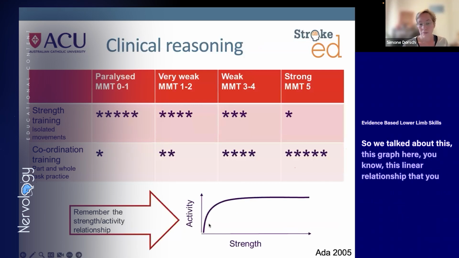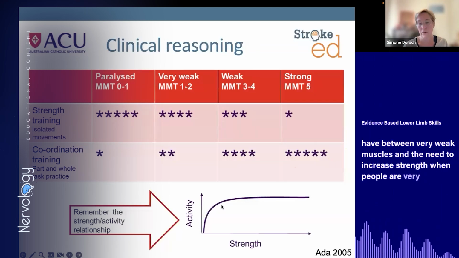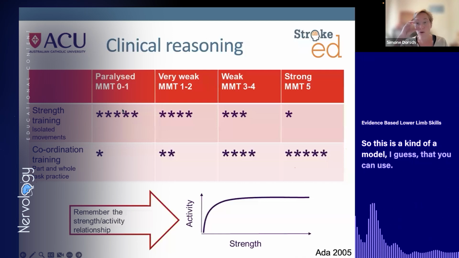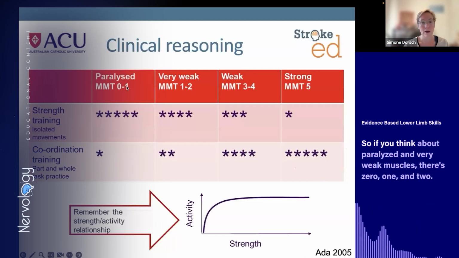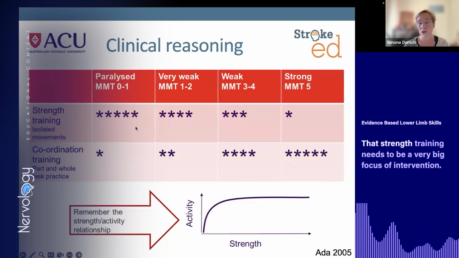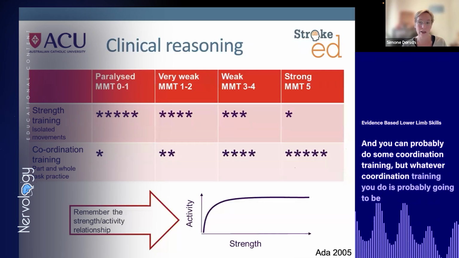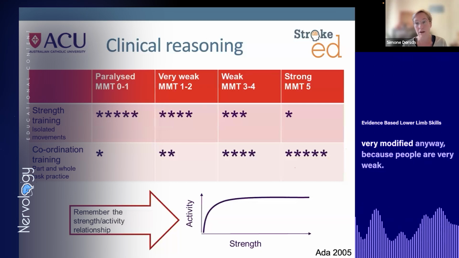So we talked about this graph here, this linear relationship that you have between very weak muscles and the need to increase strength when people are very weak, and then to address coordination problems more as they're stronger. So this is a kind of a model, I guess, that you can use. If you think about paralyzed and very weak muscles, the 0, 1, and 2, that strength training needs to be a very big focus of intervention. And you can probably do some coordination training, but whatever coordination training you do is probably going to be very modified anyway, because people are very weak.